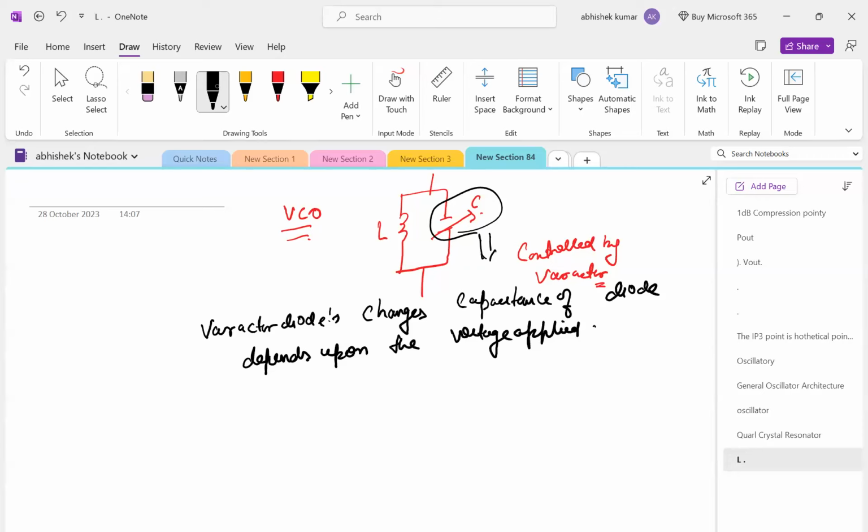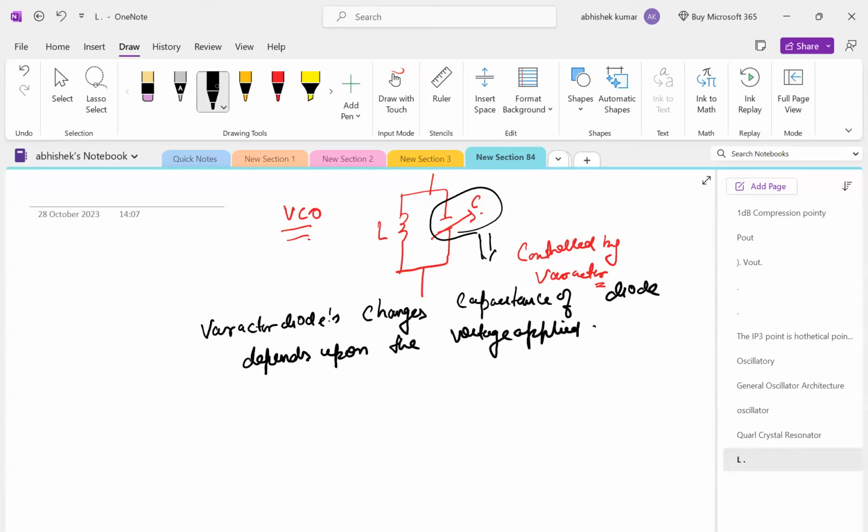This is a voltage control oscillator, and that's why in a voltage control oscillator we do not get a fixed frequency. We can get different frequencies depending upon the voltages being applied. That is a very good advantage of the varactor diode.